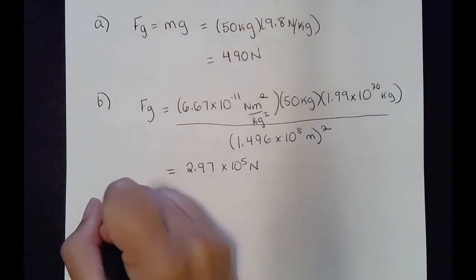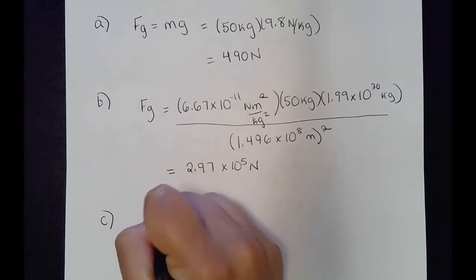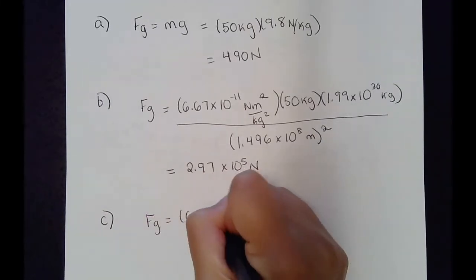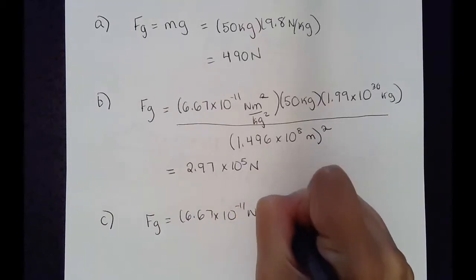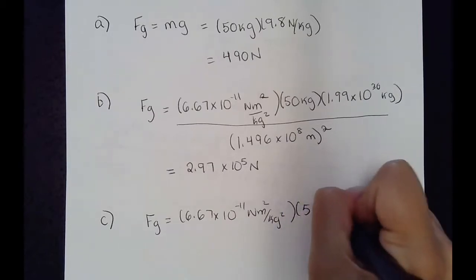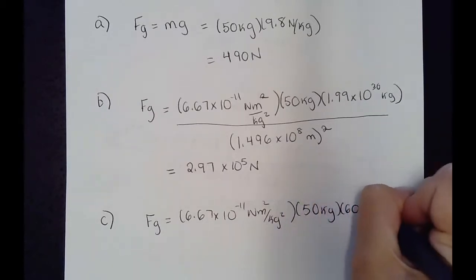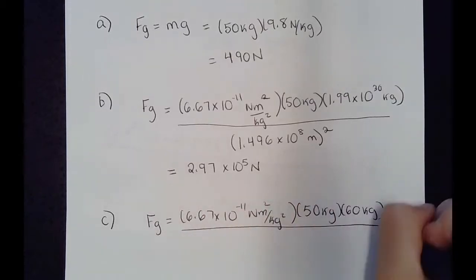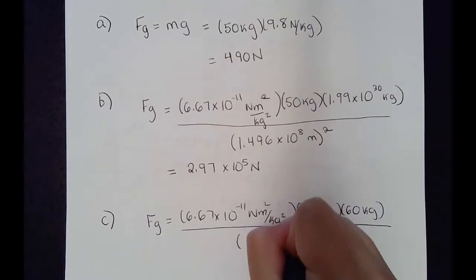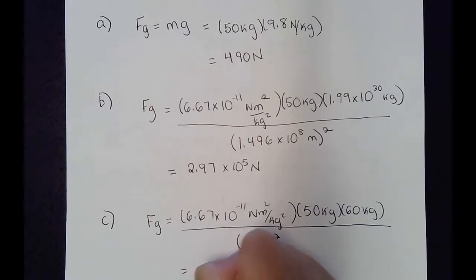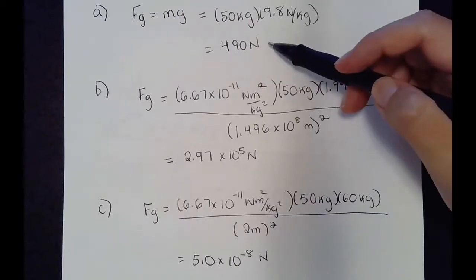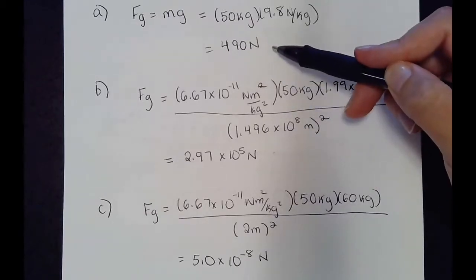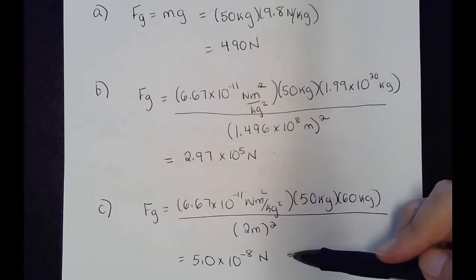And we can keep going now due to a classmate. We have 6.67 times 10 to the negative 11 Newton meters squared per kilogram squared, 50 kilograms times 60 kilograms over 2 meters squared, which is only 5 times 10 to the negative 8 newtons. So you can see why the force due to the Sun and due to Earth's gravity are so much more significant than the gravity we experience from objects that surround us.